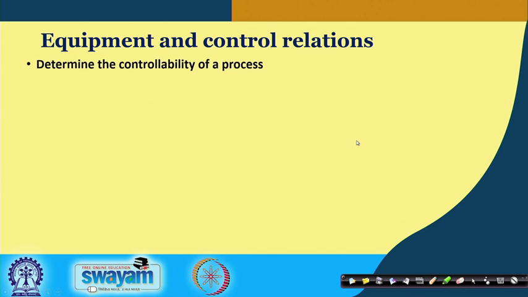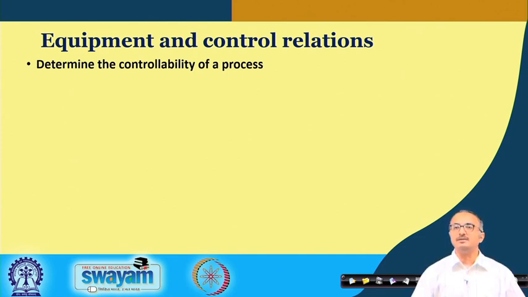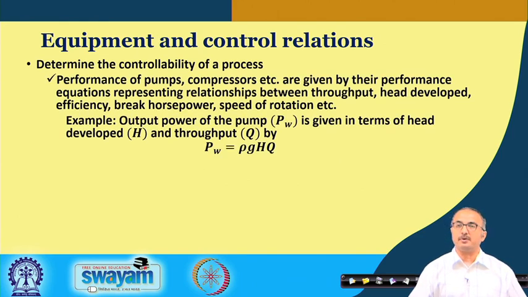Next we come to the equipment and control relations. Here we determine the controllability of a process. Whenever we have any kind of industrial process, we need to control it. That means we have to keep many operating parameters within a specific range to get a particular performance, and maintain these variables at those values, because otherwise the system may not give us the desired performance, or it can also result in some hazard. So this is very important for us.